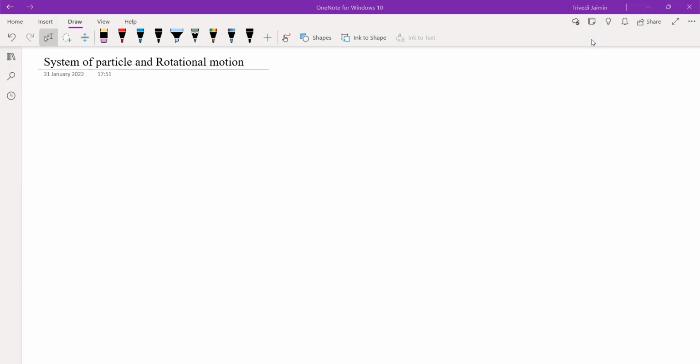What is displacement? The shortest path to go from A to B. Yes, shortest path. Displacement is the shortest path.